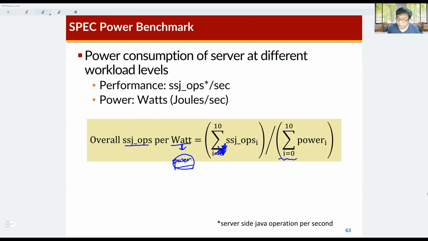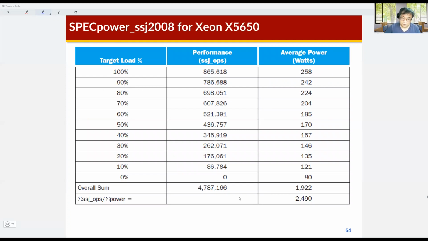Why do you use this summation from i equals 0 to 10 for power, and then for the server side Java operations per second? It is because the power consumption of a server is not proportional to the amount of workload executed on the server system. What does that mean? I will show an example.